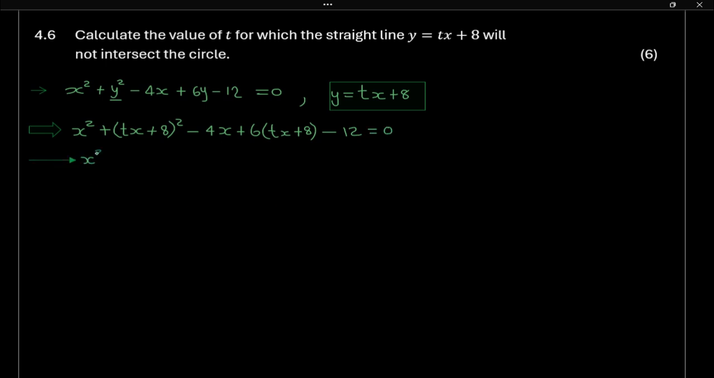And then from there we expand that part. Expanding that gives us t squared x squared, plus 16tx plus 64. So that's that part. And then there's negative 4x, we write it as it is, and then plus 6tx, we multiply that, and plus 48. So that minus 12 gives us 0.